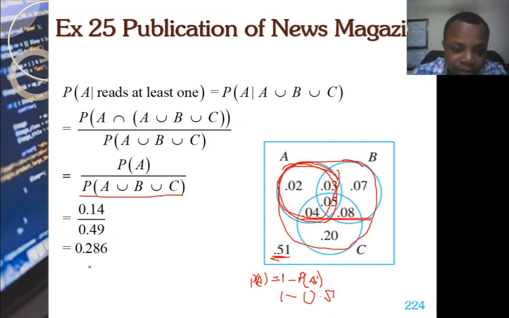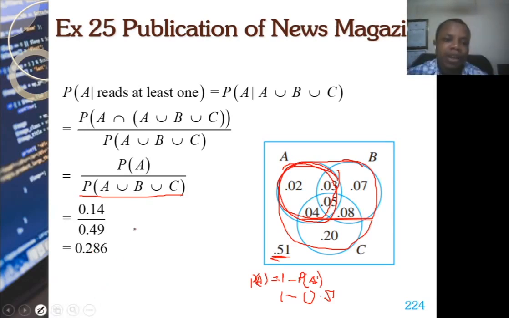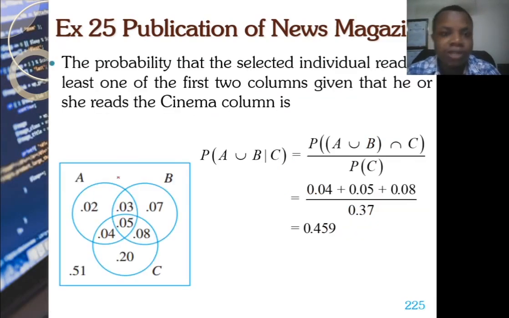And when we simplify this, we are going to get 0.286. So in effect, all that this is trying to mean is that there's about a 28% chance that an individual is going to read the art column, given that he reads at least one of the columns. So this is how this also is being answered.